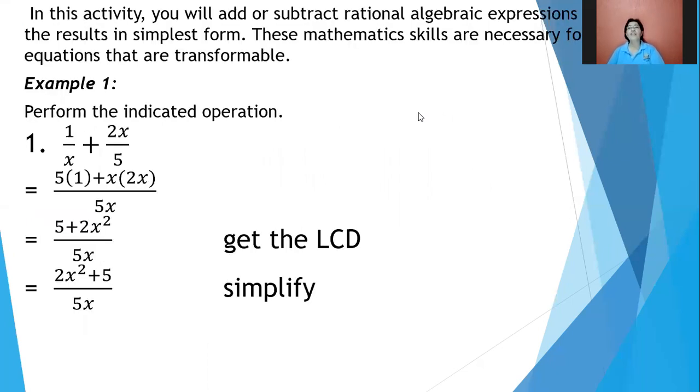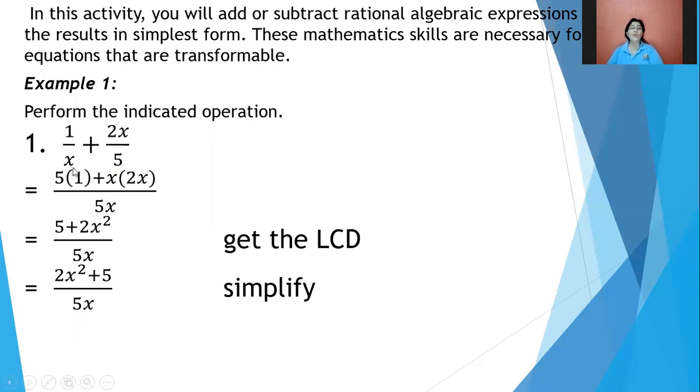In this activity, you will add and subtract rational algebraic expressions and express the result in simplest form. These mathematics skills are necessary for you to solve equations that are transformable. Now, for example number 1, we have to perform the indicated operation. For number 1, we have 1 over x plus 2x over 5.